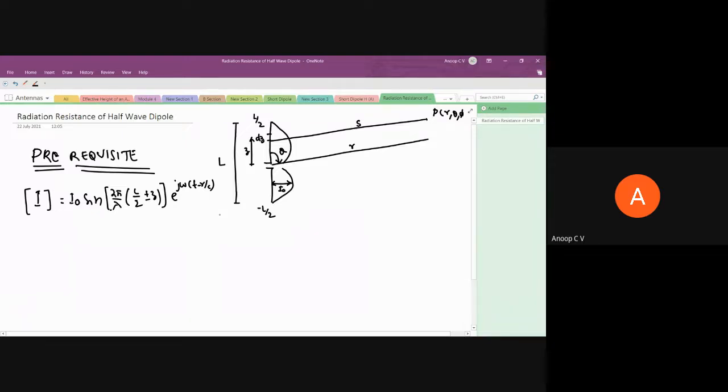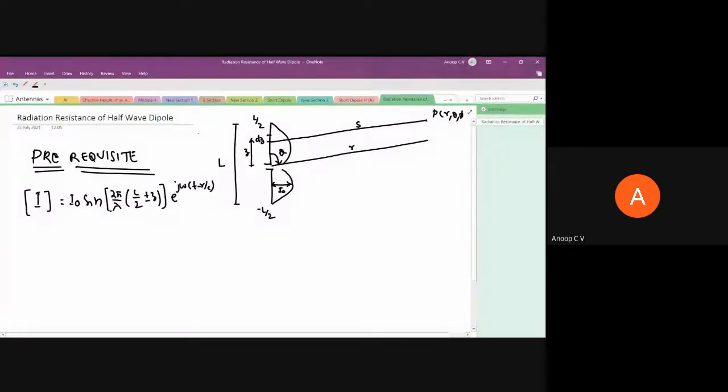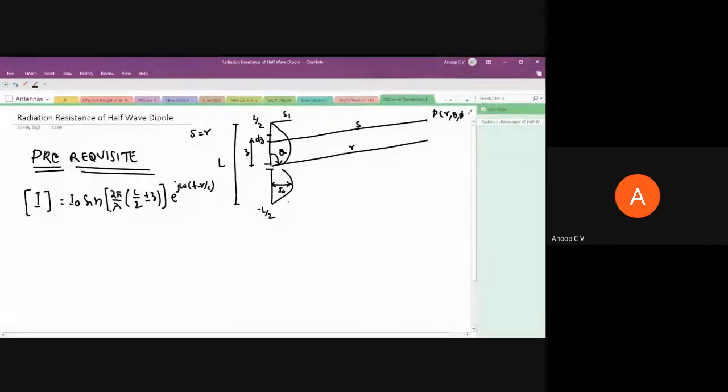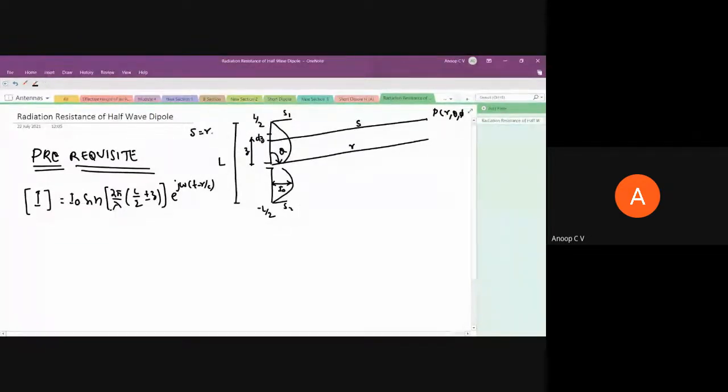One of the assumptions is that s will be equal to r. From the top, the distance we can call S1, and from the bottom S2, but S, S1, S2 everything will be the same. So my assumption is S is equal to R. Otherwise, I would have written it in terms of S.